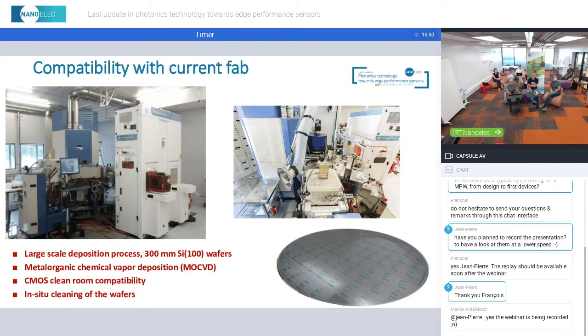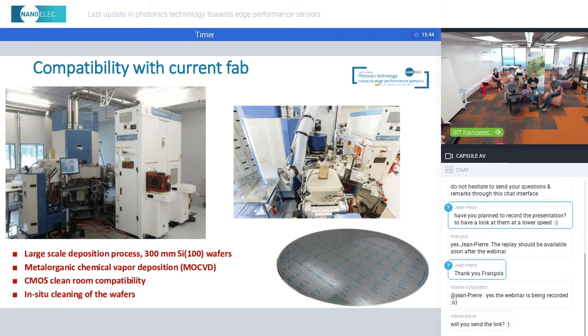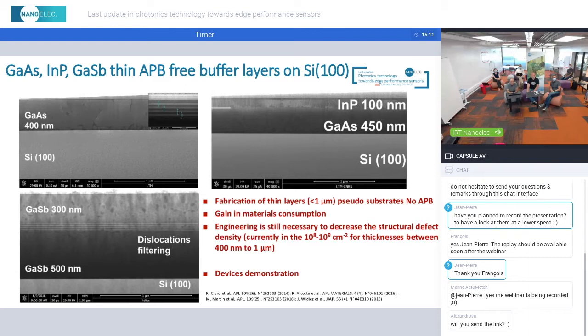So as we want to be compatible with standard CMOS fab, we use in IRT MOCVD reactors, which are made by Applied Materials. So we grow on 300 millimeter silicon 100 wafers in the clean room, in liquid clean rooms. And what is interesting in this cluster tool is that we have both the MOCVD and the in-situ cleaning of the silicon wafer before epitaxy, which is connected under vacuum on the same tool. So it's really a key point to be able to correctly prepare the silicon surface before the growth of the III-V. And I will give now some examples of results we have obtained.